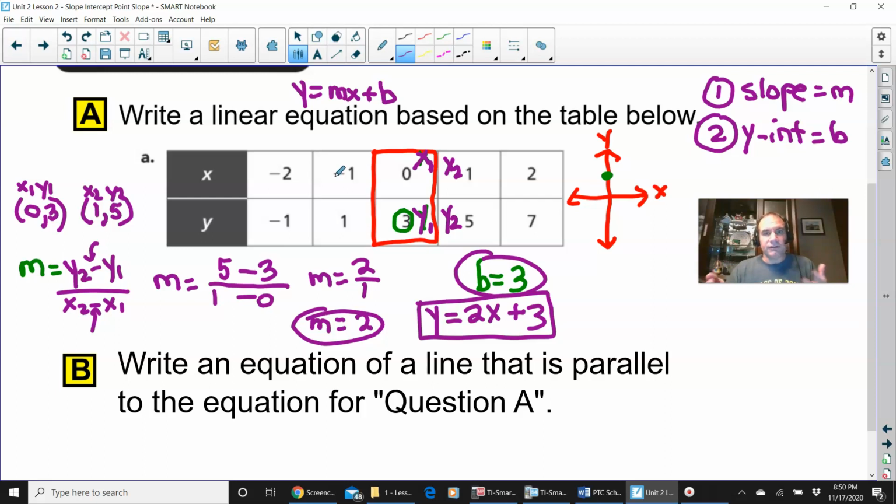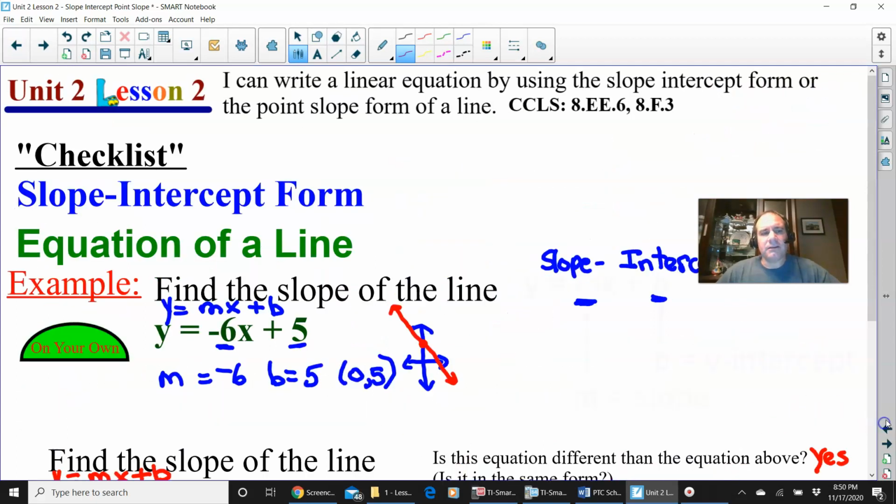And so 0, 3 and 1, 5, pretty easy. 1, 5 and 2, 7, those are easy also. And remember, y2 minus y1 is 7 minus 5, and then 2 minus 1 would result in the same slope. All right, so pick some easy coordinates. Question B says, write an equation of a line that is parallel to the equation for question A. So go back and look at this slide.